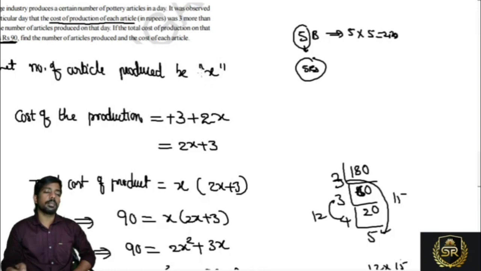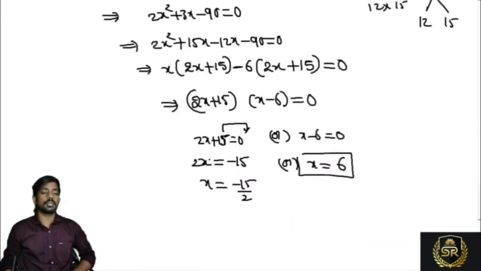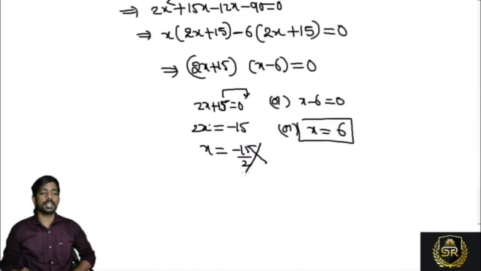Number of bananas is always a positive number, like 2 bananas, 3 bananas, we can say that, right? But we can't say we have minus 5 bananas, minus 2 bananas. So we are not considering negative terms, so this is rejected.